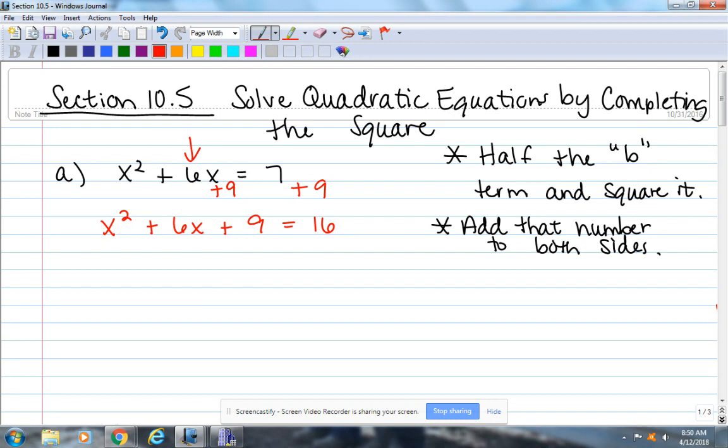Then you're going to kind of factor in your head. What multiplies to get 9 and adds to get 6? 3 and 3. So that's our magic number, half the b term. That's our magic number. Okay? So our magic number is 3. So when I factor this trinomial over here, isn't it x plus 3 squared? X plus 3 times x plus 3 makes that. So leave that equal to 16.